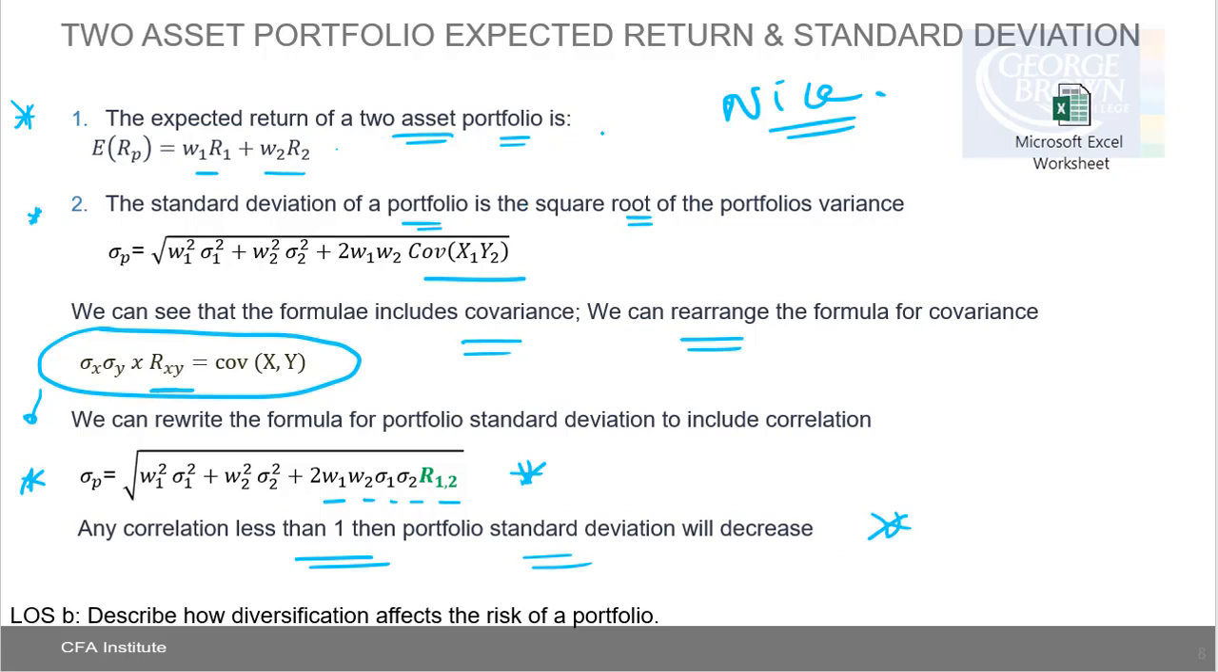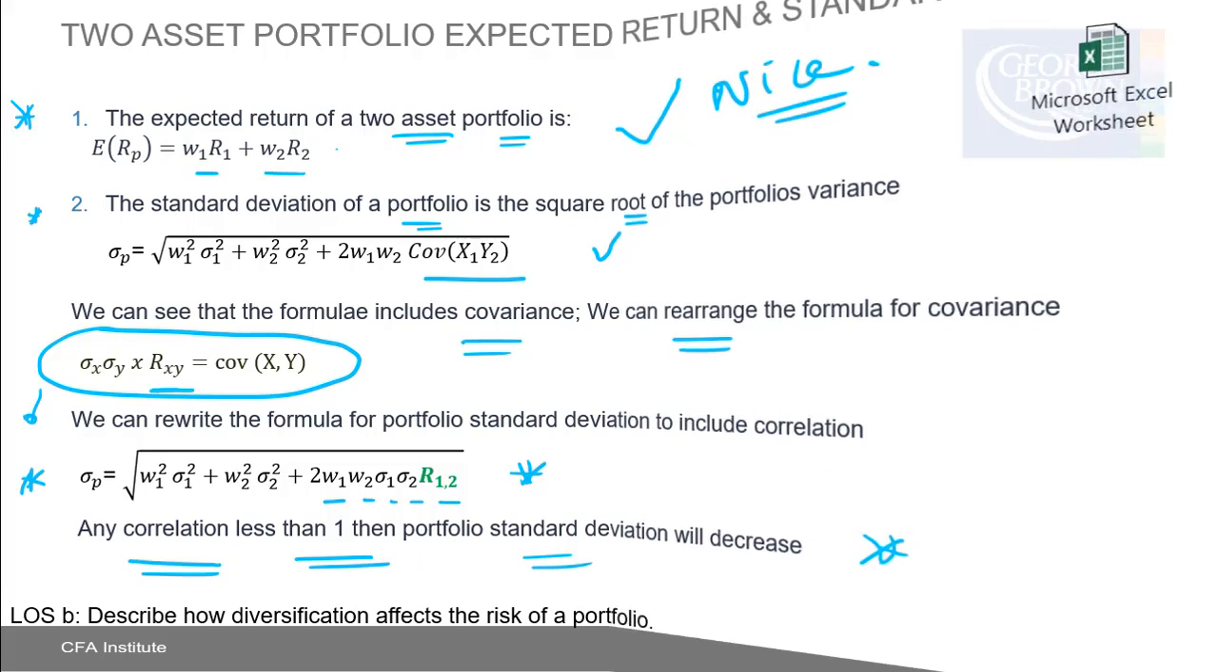Expected return of a 2-asset portfolio is the weighted average, but we can't use a weighted average for the standard deviation of a portfolio because of covariance, assets not moving in the same direction. Here's the formula, and it includes covariance, or we can rewrite it. Covariance equals standard deviation x times standard deviation y times the correlation, a number between -1 and +1, and therefore any correlation less than 1, standard deviation will decrease.